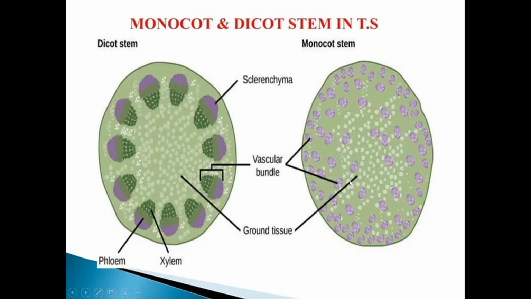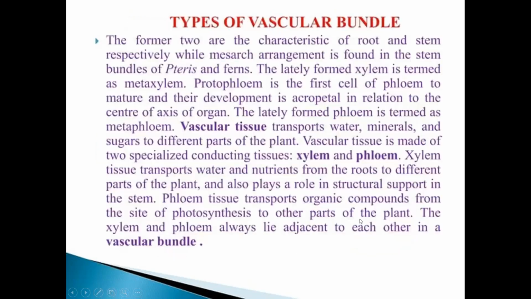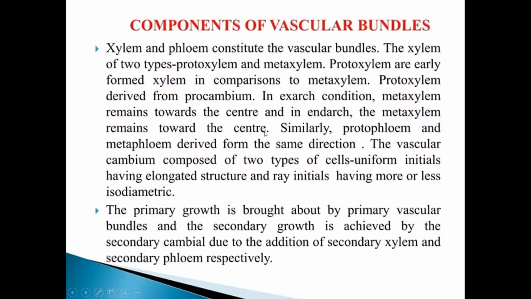Okay. Types of vascular bundles. Generally the former two are the characteristic of root and stem respectively, while the mesarch arrangement is found in the stem bundles, that is in Pteris and ferns. So we will discuss from here.